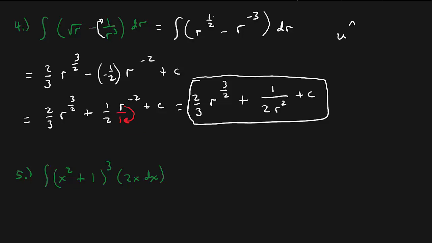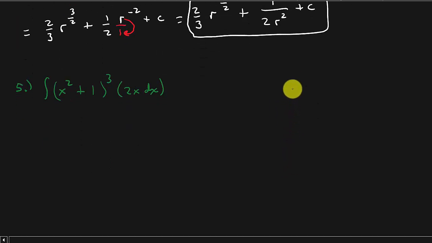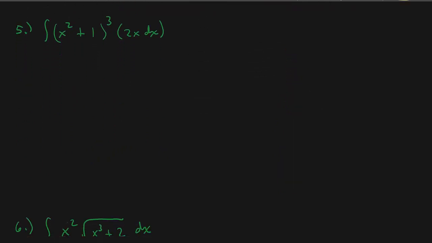You got a variable raised to an exponent. You just add 1 to the power and then multiply by the reciprocal of the new exponent. Okay? All right. Now let's look at this. All right. So here we have x squared plus 1, that's all in parentheses raised to the third, times 2x dx. Now, this looks nothing like our problem. Our formula looks nothing like it.